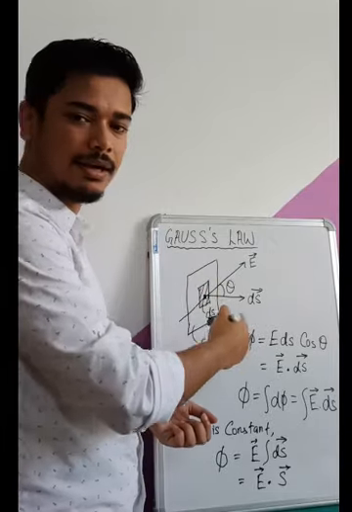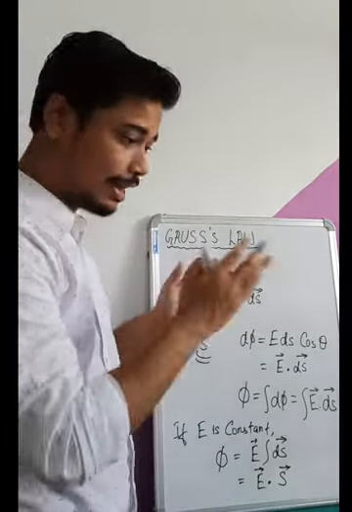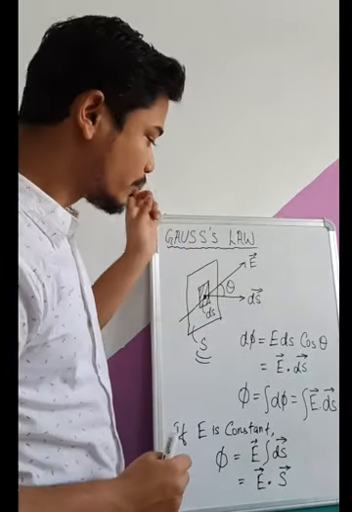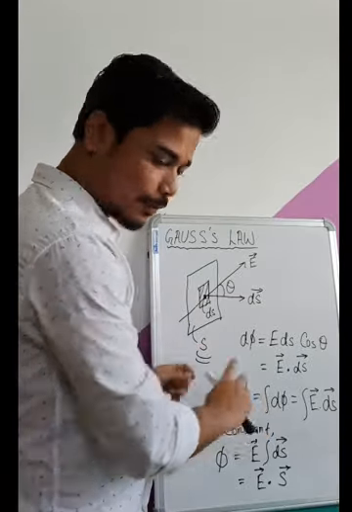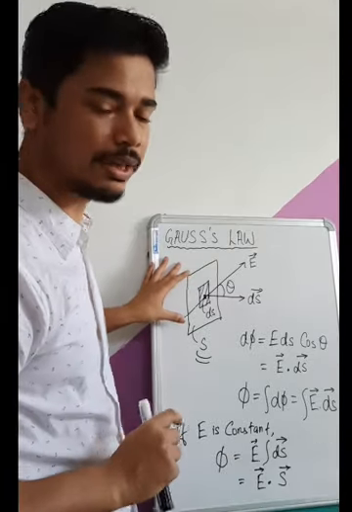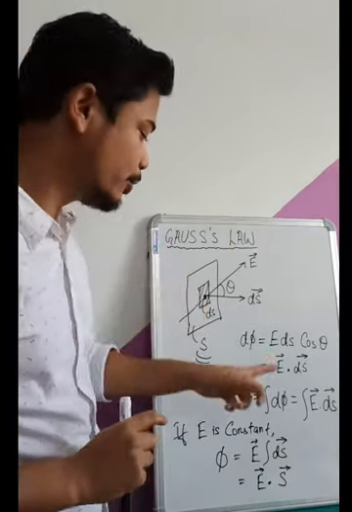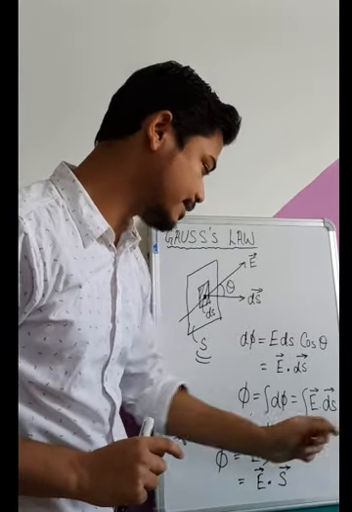Now if we consider this whole area, which is S, what will be the electric flux for this whole area S? How can we get that? We will just have to integrate d phi over this whole surface. Then we are going to get the electric flux linked with this whole surface. So we have integrated d phi, that is, the integration of E dot ds.